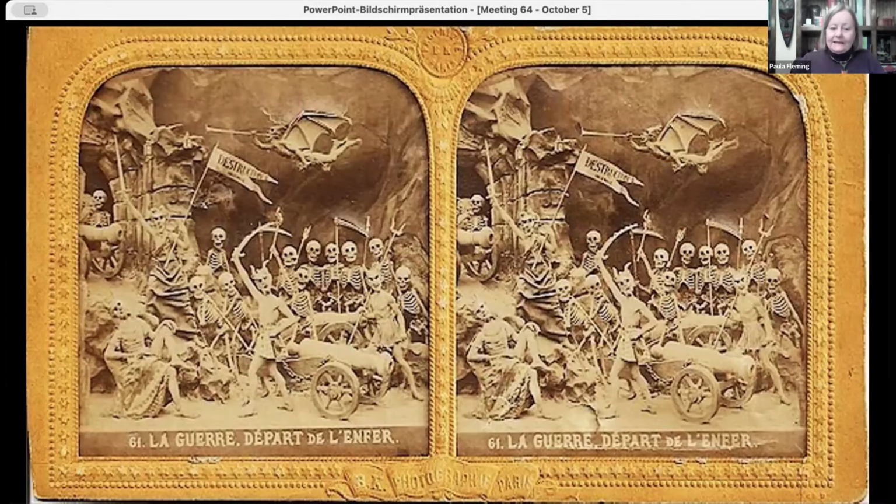The next slide, which I did not include, shows them returning with a sign that says 200,000 souls. The estimate was that there were at least 200,000 casualties on both sides. So the devil doesn't care where the souls are coming from. He's taking them. Now in the next slide.